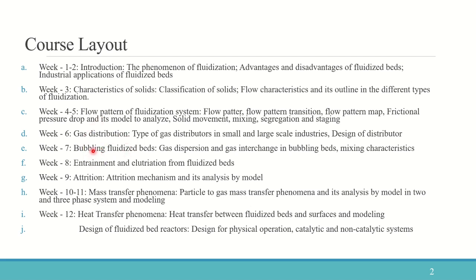Bubbling fluidized beds are nothing but, if we pass gas inside the packing, those particles start to move at a higher velocity. We'll start to observe the formation of bubbles, and later on we'll be dealing with elutriation and entrainment from fluidized beds, where solid particles might be escaping from the top of the bed, and we need to recover them and pass them again. And attrition is the phenomenon when two particles rub against each other and there may be loss of material. And then in the last few weeks we'll be dealing with mass transfer and heat transfer phenomena happening inside the fluidized bed. So these are all common aspects.